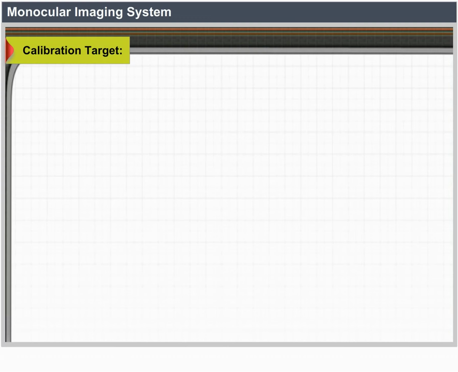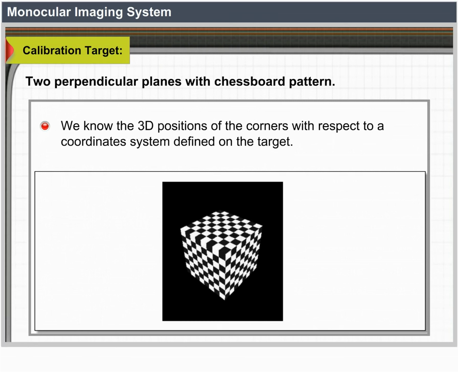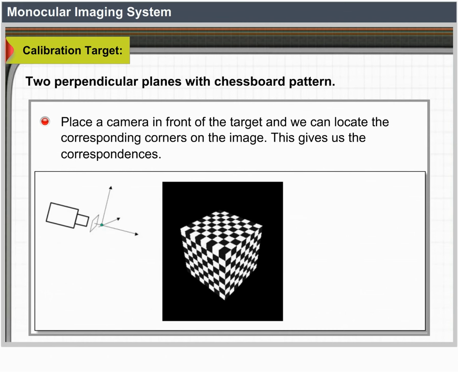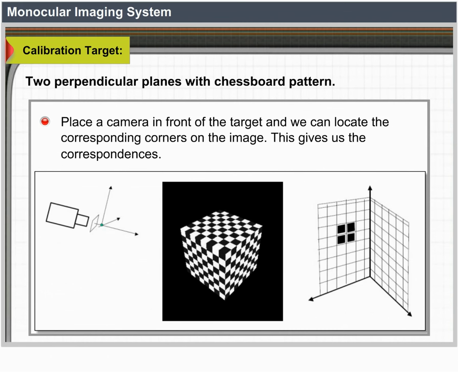Calibration target. Two perpendicular planes with chessboard pattern. We know the 3D positions of the corners with respect to a coordinate system defined on the target. Place a camera in front of the target and we can locate the corresponding corners on the image. This gives us the correspondences.